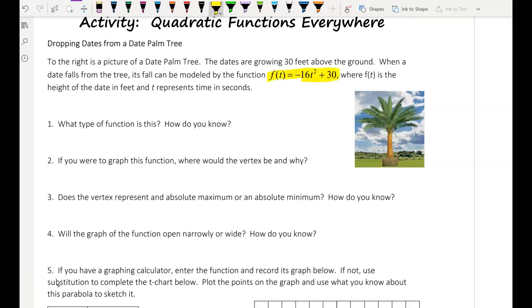This is the function that they're giving us to model this. They're telling us the dates are growing 30 feet above ground before it falls from the tree. So the date is starting at 30 feet. T is representing the time that it takes the date to fall, in seconds. So the first question is, what type of function is this and how do I know?